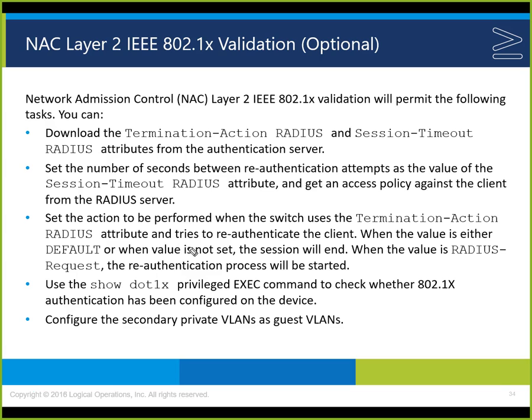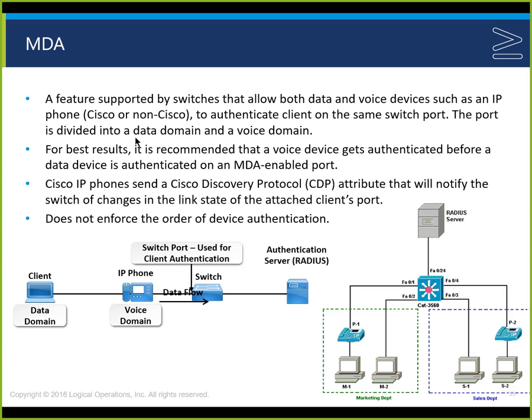Set the action to be performed. The attribute tries to re-authenticate the client when the value is either default or when the value is not set. The session will end when the RADIUS request re-authentication process will be started on these things. The show dot1x privileged EXEC command shows whether 802.1x has been configured on the device. What all this is saying is that it will permit the following tasks. The termination action is going to allow us the session timeout. How frequently are we going to have the re-authentication happen on these things?